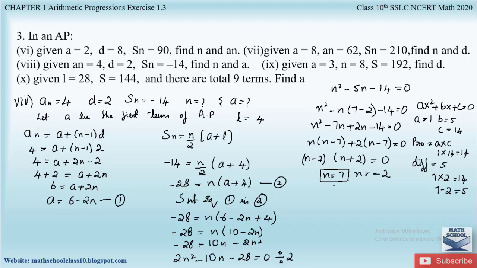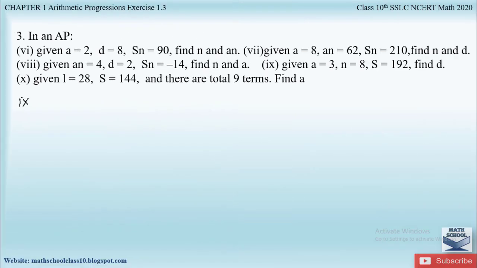Now using this n value, we will find the a value by substituting n is equal to 7 in equation 1. So we will get a is equal to 6 minus 2 into n, that is 7, or a is equal to 6 minus 7 twos are 14. What is 6 minus 14? It is minus 8. Therefore we got the a value as minus 8 and the n value as 7. So this is how we solve this problem.